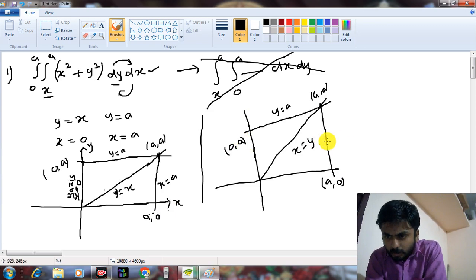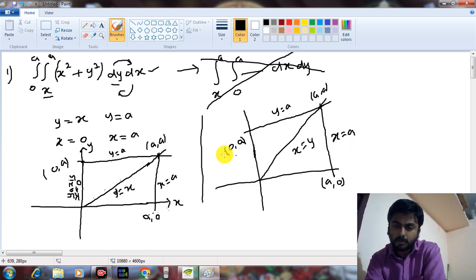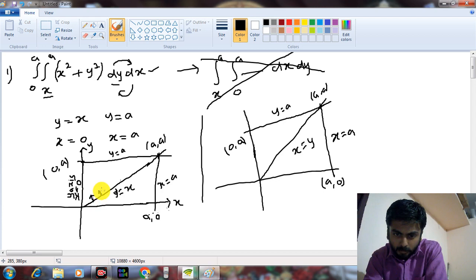Okay, this is x equal to a. So now we have to identify the region of integration. See, y equal to x is the lower limit and y equal to a is the upper limit. Y equal to x is the lower limit, which means our region should be above this, above the lower limit.